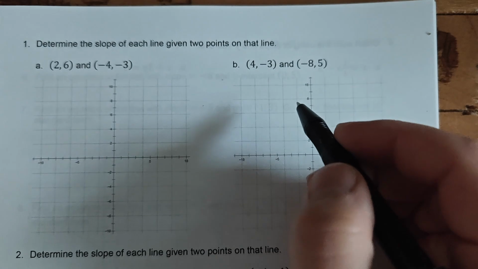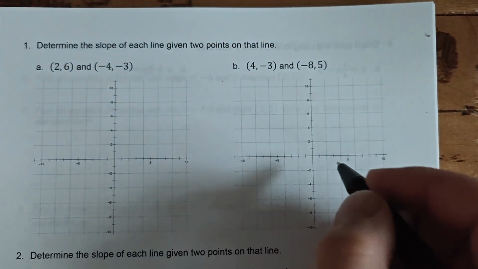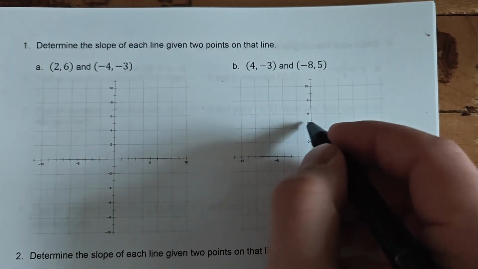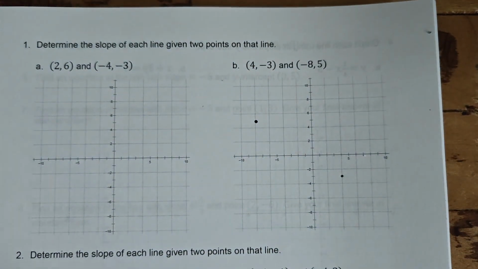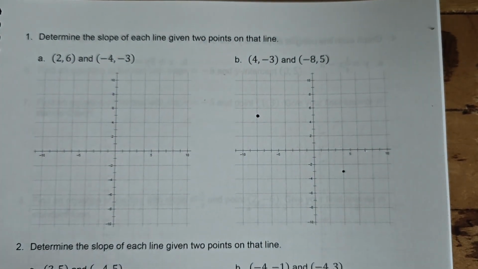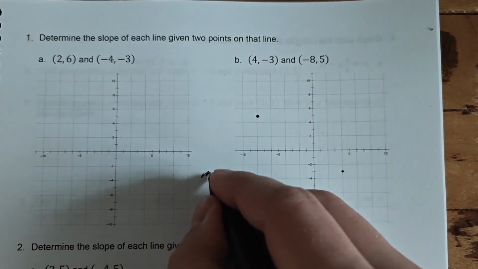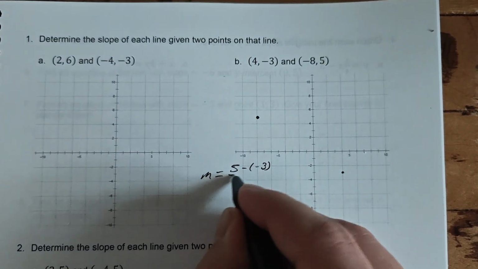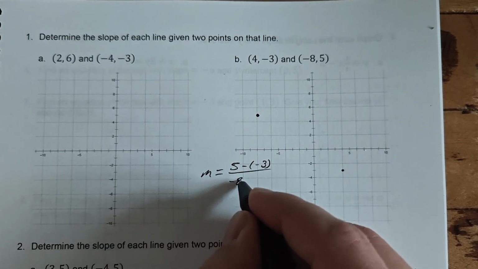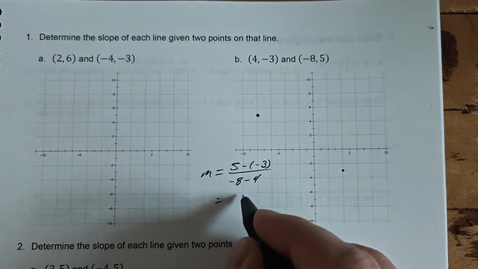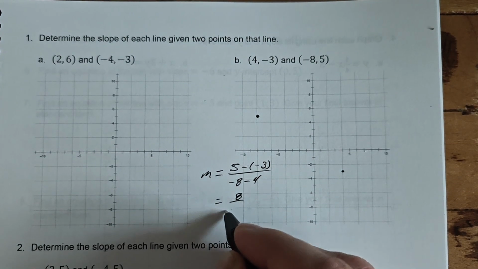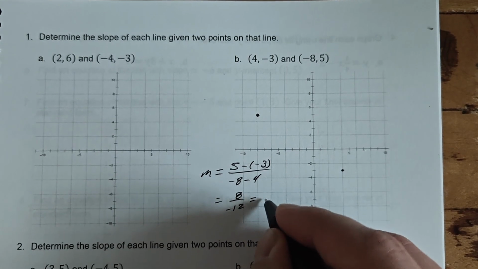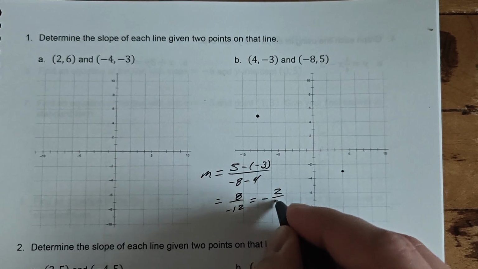Let's do one of these. Equation to determine the slope. We have positive 4, negative 3, negative 8, positive 5. Right there. So we're going to have a negative slope on these. I don't want to count the distance between them, so let's subtract. Using the equation, m is equal to 5 minus negative 3 divided by negative 8 minus 4. That's equal to 8 divided by negative 12, which, if we simplify that, we can take a 4 out of both of those, is equal to negative 2/3.